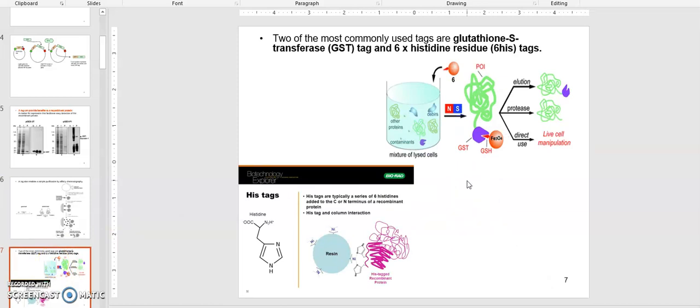So another example, the GST tag we already talked about, right? It has a strong affinity for glutathione, so you can use a glutathione column to purify it. There's another tag called the 6-histidine tag, made up of 6 amino acids, and that has a strong affinity for the nickel ion. So you can purify the fusion protein, your protein plus the 6-histidine tag, by running it over nickel ion, and then you can purify it very efficiently.